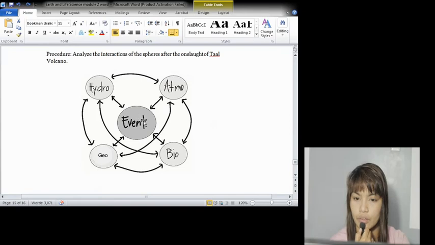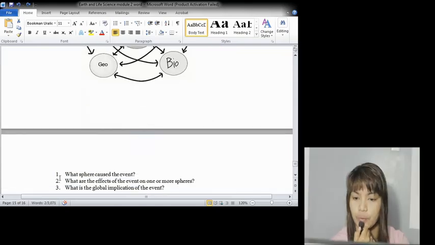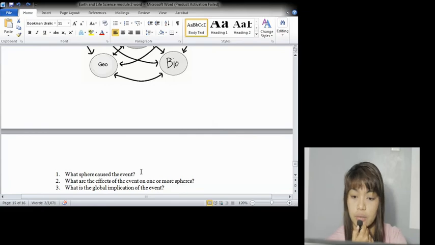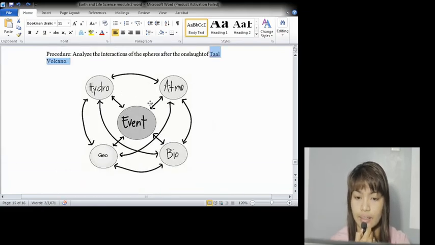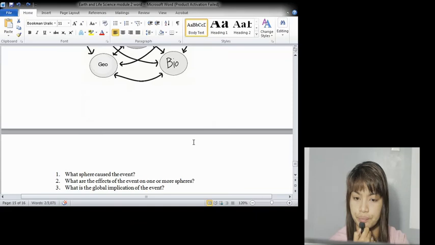Okay, so as you can see here in the middle, there's the word event. The event here is the Taal volcano eruption. Okay, so answer the question first. What sphere caused the event? So it means the first question is what sphere caused the volcanic eruption, or Taal volcano eruption? Is it hydrosphere, atmosphere, geosphere, or the biosphere? And then write your answer.